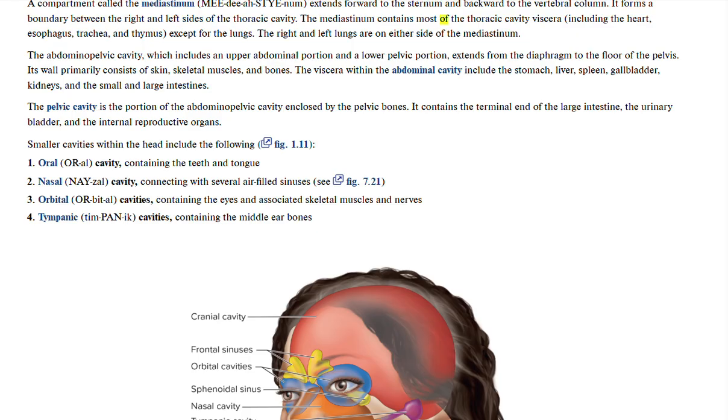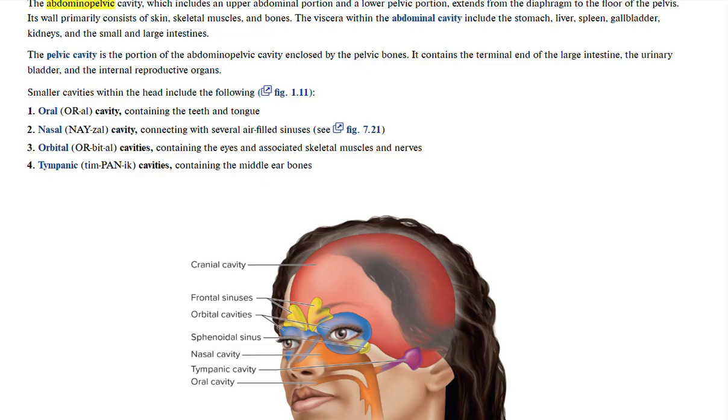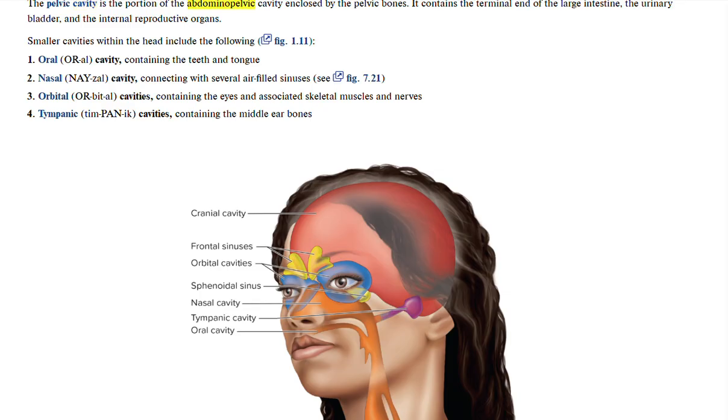The mediastinum contains most of the thoracic cavity viscera, including the heart, esophagus, trachea, and thymus, except for the lungs. The right and left lungs are on either side of the mediastinum. The abdominopelvic cavity, which includes an upper abdominal portion and a lower pelvic portion, extends from the diaphragm to the floor of the pelvis. Its wall primarily consists of skin, skeletal muscles, and bones. The viscera within the abdominal cavity include the stomach, liver, spleen, gallbladder, kidneys, and the small and large intestines. The pelvic cavity is the portion of the abdominopelvic cavity enclosed by the pelvic bones. It contains the terminal end of the large intestine, the urinary bladder, and the internal reproductive organs.